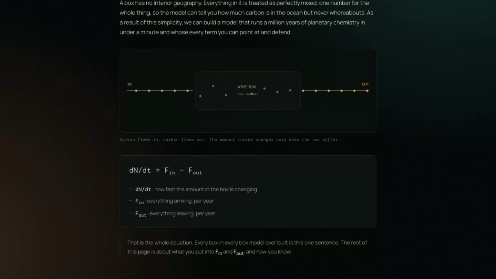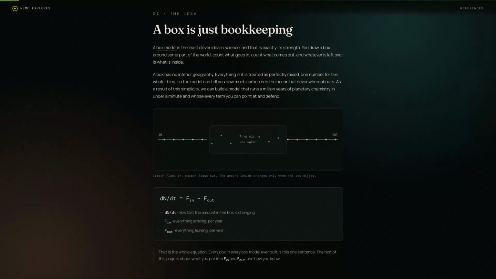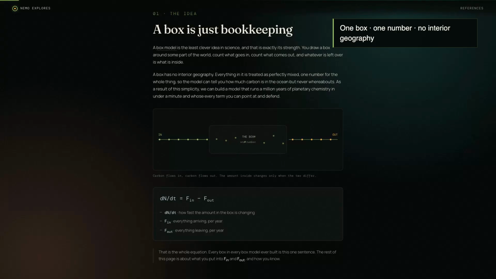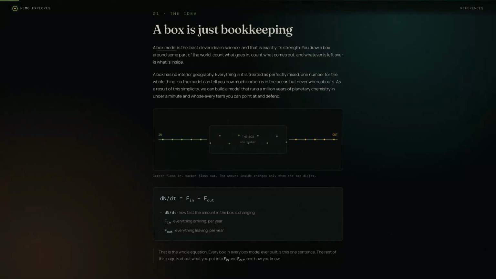A box has no interior geography. Everything in it is perfectly mixed, one number for the whole thing, which is what lets a model run 1,000,000 years of planetary chemistry in under a minute.